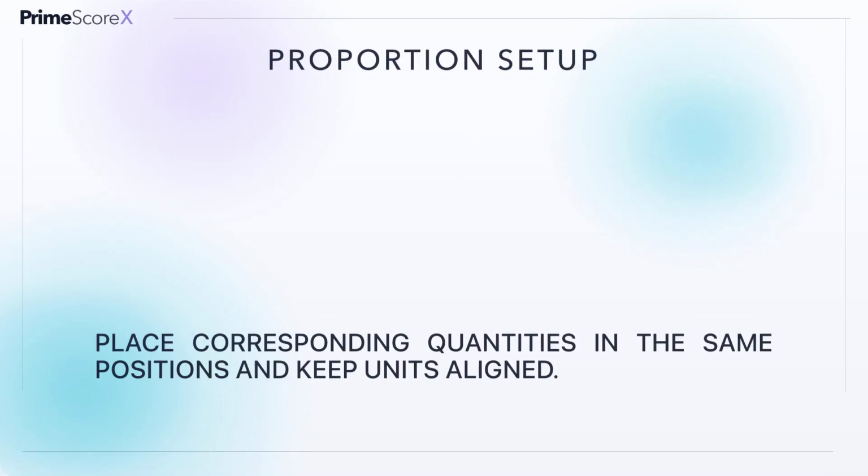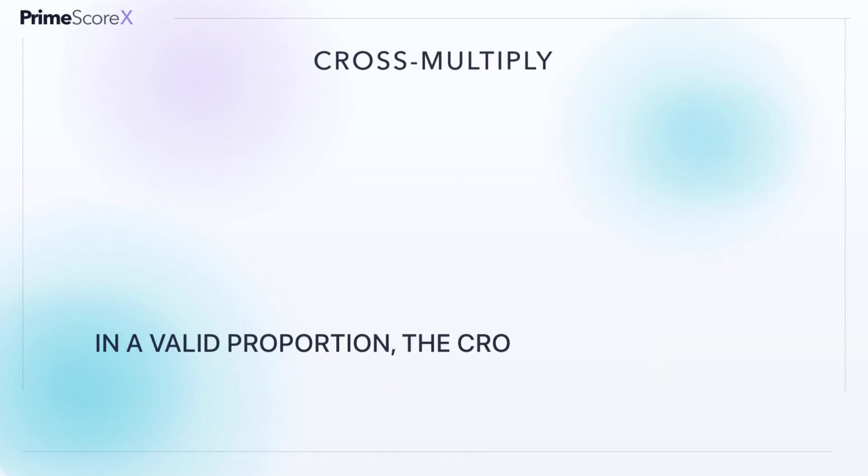If 5 pounds of fruit cost $15, how much will 8 pounds cost? Write 5 pounds over $15 equals 8 pounds over X dollars, or use dollars over pounds on both sides. The orientation does not matter as long as corresponding units match. Mixing pounds over dollars with dollars over pounds creates an invalid proportion.